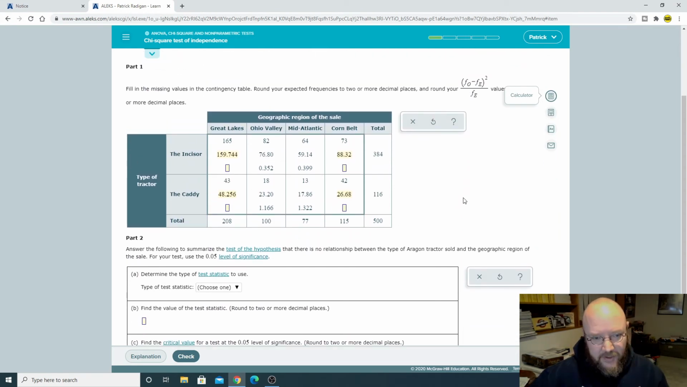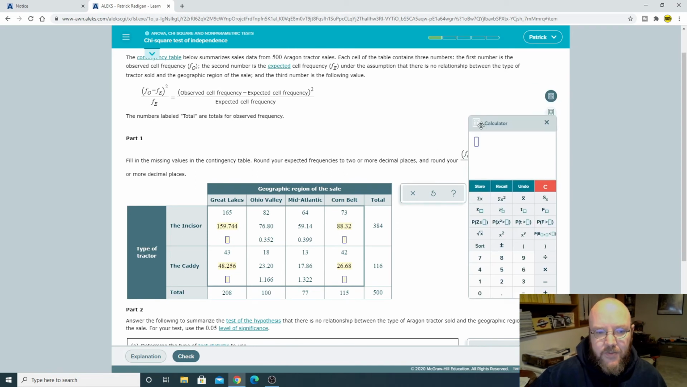All right, so now figuring out the test statistic on each one of these. Remember, this guy minus this guy, square that, and then divide it by this one again. So this formula right here. Just remember to use your parentheses. 165 minus 159.744, close parentheses, square that, divided by 159.744. Here we go. 0.173. Clear. Next one. Right here.